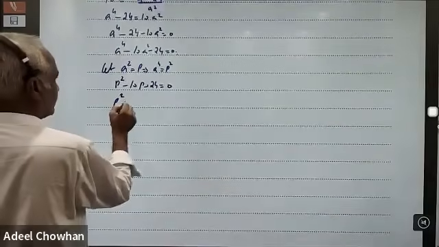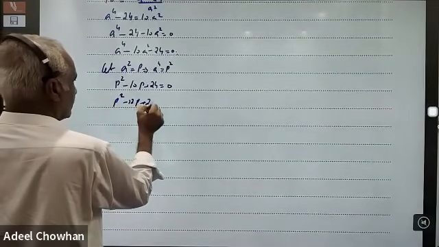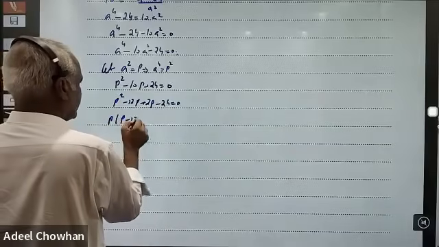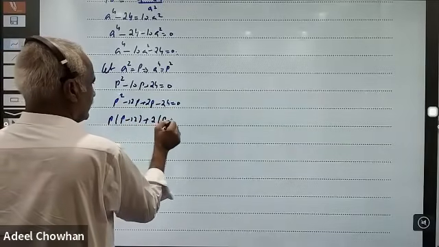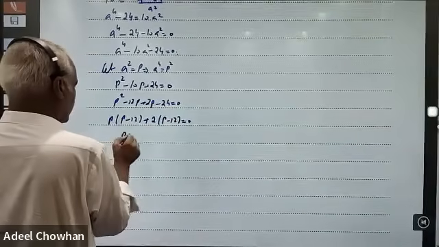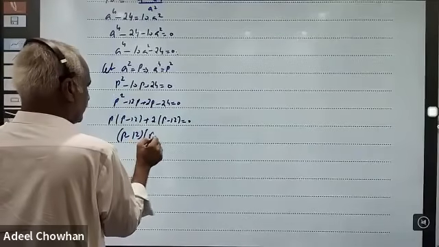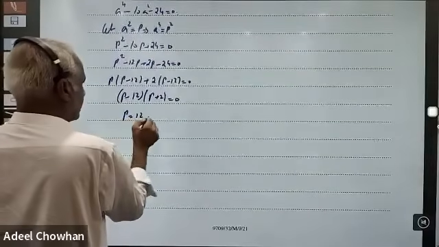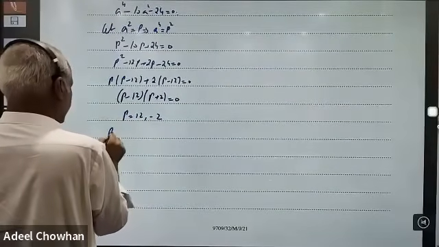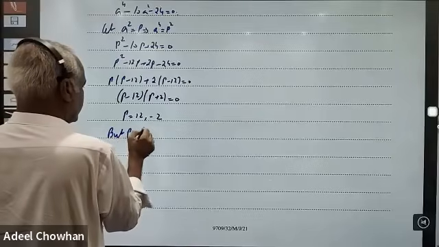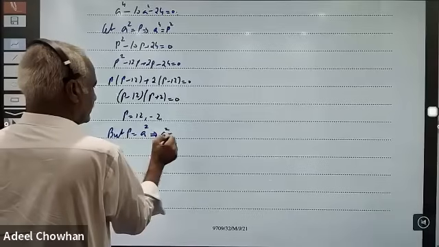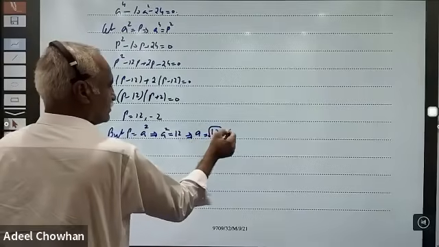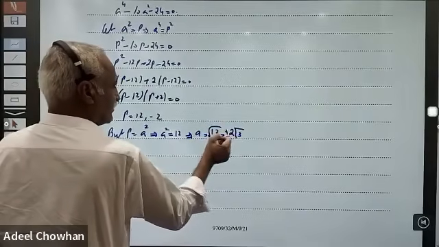So it should be equal to p square minus 12p plus 2p minus 24 is equal to 0. p is common, p minus 12 plus 2 is common, so p minus 12 into p plus 2 equal to 0. So p value is equal to 12 or minus 2, but p is equal to a square. So this implies that a square is equal to 12. Then a value is equal to square root of 12, that is plus or minus 2 root 3.